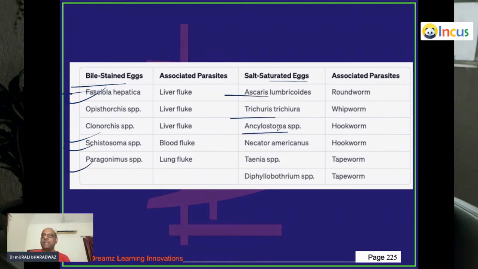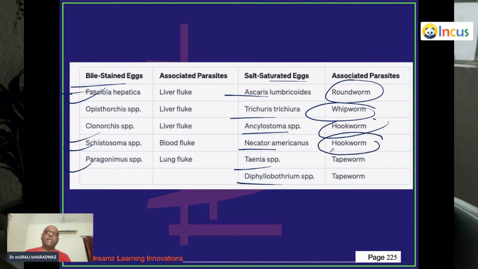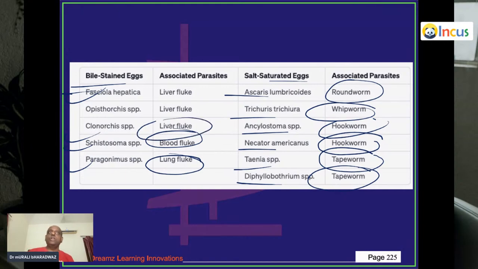Ascaris, Trichuris, Ancylostoma, Necator, Taenia, Diphyllobothrium are salt saturated. Roundworm, Ascaris. Whipworm, Trichuris. Hookworm, Ancylostoma and Necator. Taenia, tapeworm. Diphyllobothrium, fish tapeworm. Paragonimus, lung fluke. Schistosoma, blood fluke. Clonorchis, liver fluke. Fasciola, liver fluke.